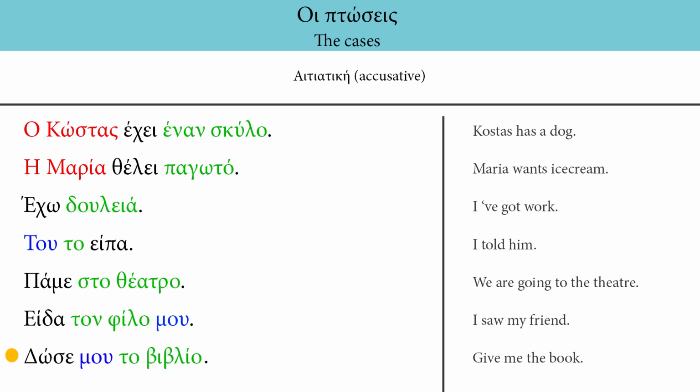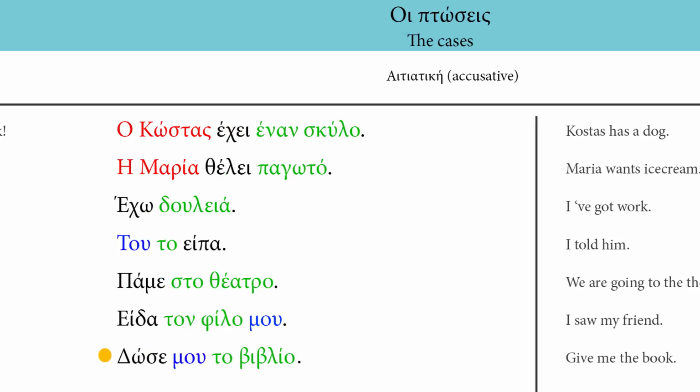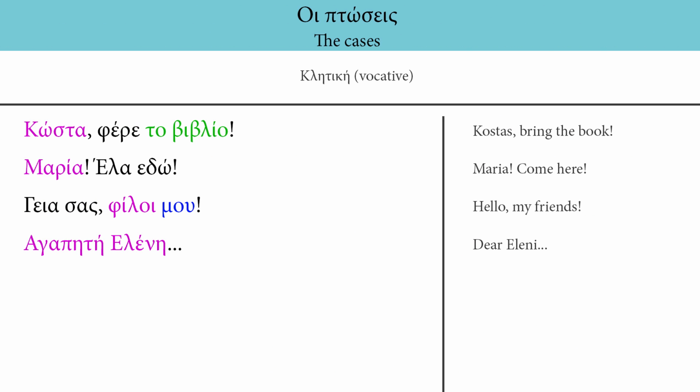Δώσε μου το βιβλίο. Give me the book. Again, a very common verb, give, δώσε, in the imperative mood, with two objects. The book is the direct object. It is in the accusative case. Μου is the indirect object and it is in the genitive case. Μου, to me. And finally, some examples about the vocative case, which is very easy.